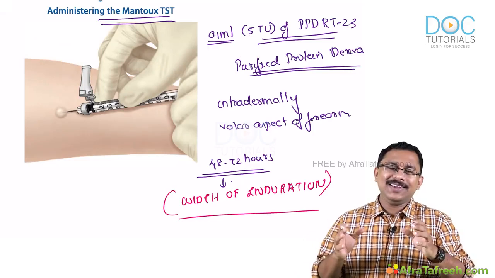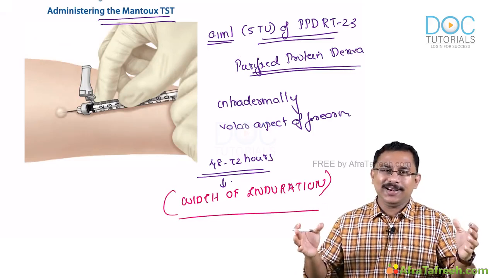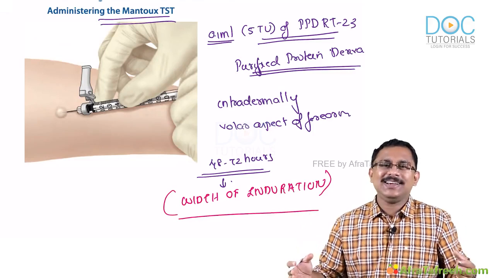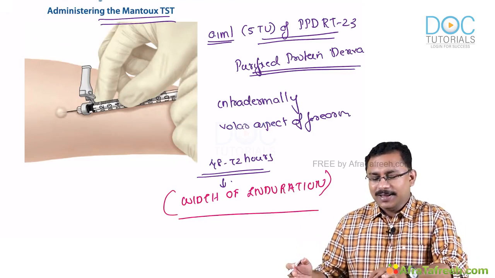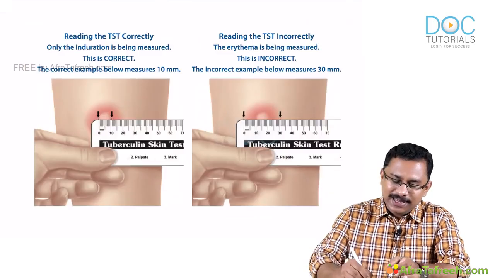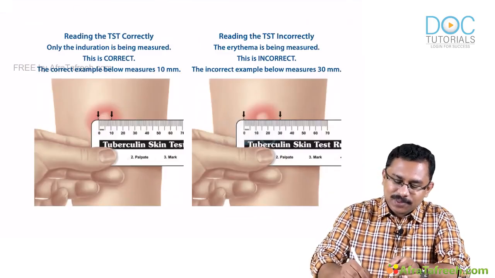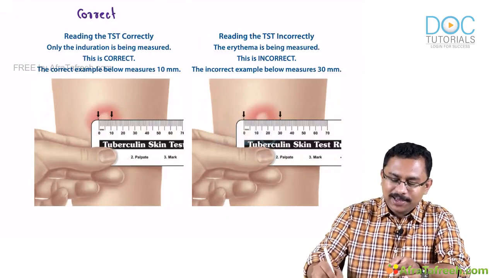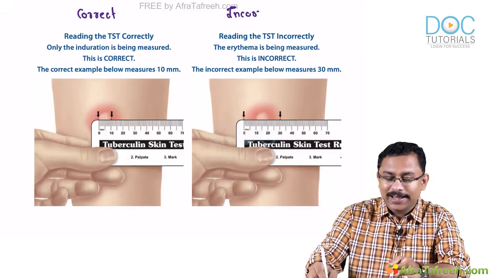It is not the erythema that is counted. It is the width of the induration that is being counted. So I'll just show you the picture, the correct method, and this is the incorrect method of reading this, not doing, reading.